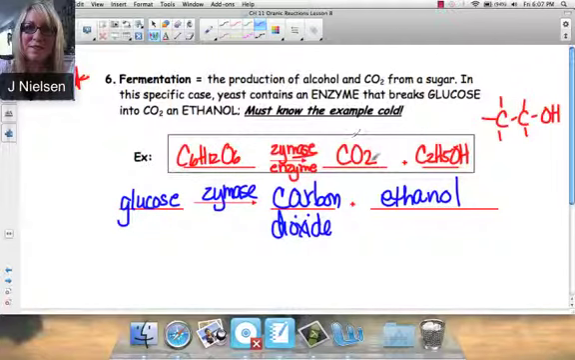Let's see. We need 12 H's, so 5 and 1 is 6. So we need to put a 2 here. And now we have 4 C's. We need another 2 here. That'll make us 4 C's. And then we have 4, 5, 6 O's. So there's the balanced equation.